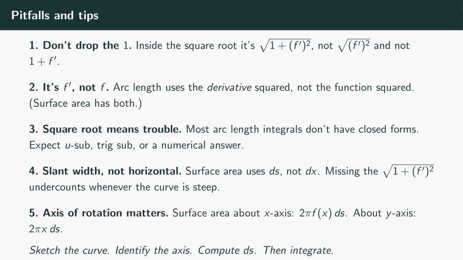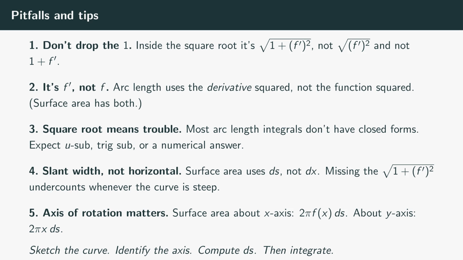5 pitfalls, since this material gets tangled easily. 1. Don't drop the 1. The arc-length integrand is the square root of 1 plus f prime squared, not the square root of f prime squared, which is the absolute value of f prime, which is what you'd get from a horizontal derivative alone. Not 1 plus f prime, which is what you'd get from a careless algebra step.